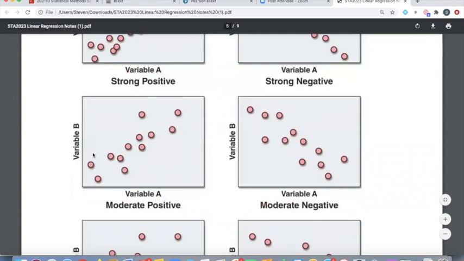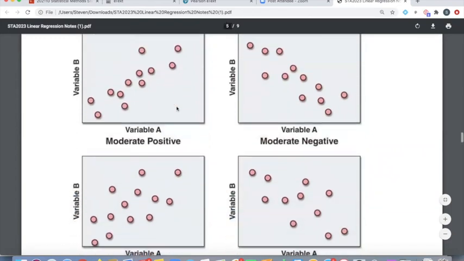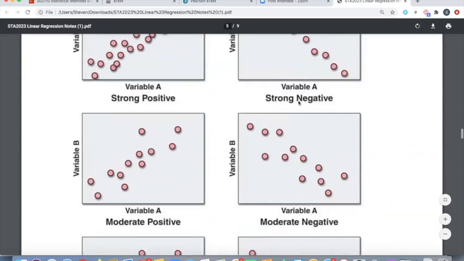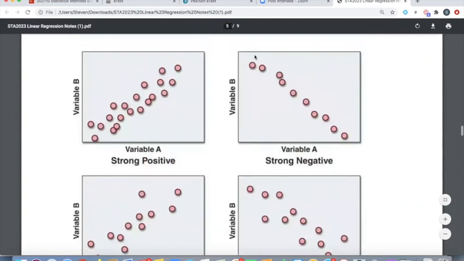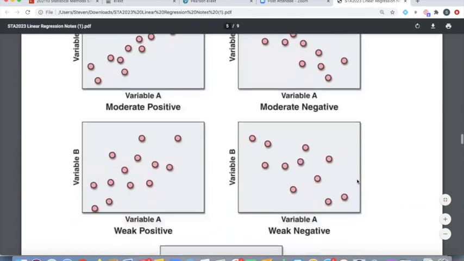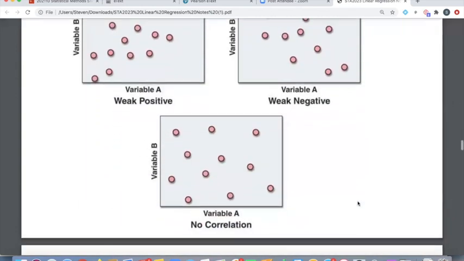Moderate would go up, but be a little more spread out. Weak would still kind of go up, but be very spread out. And then negatives go down. So here's negative strong, negative moderate, a little more spread out, negative weak. And then no correlation would just be completely random spread out.